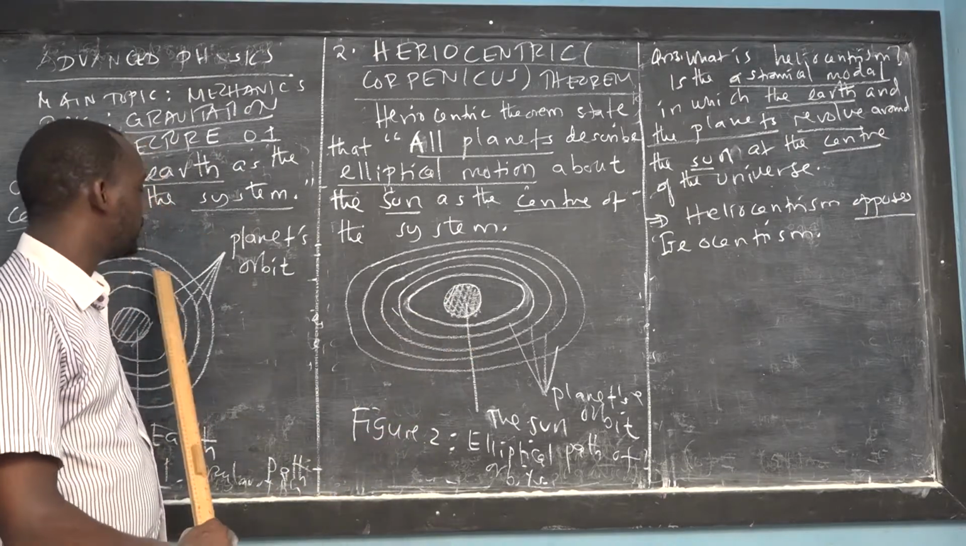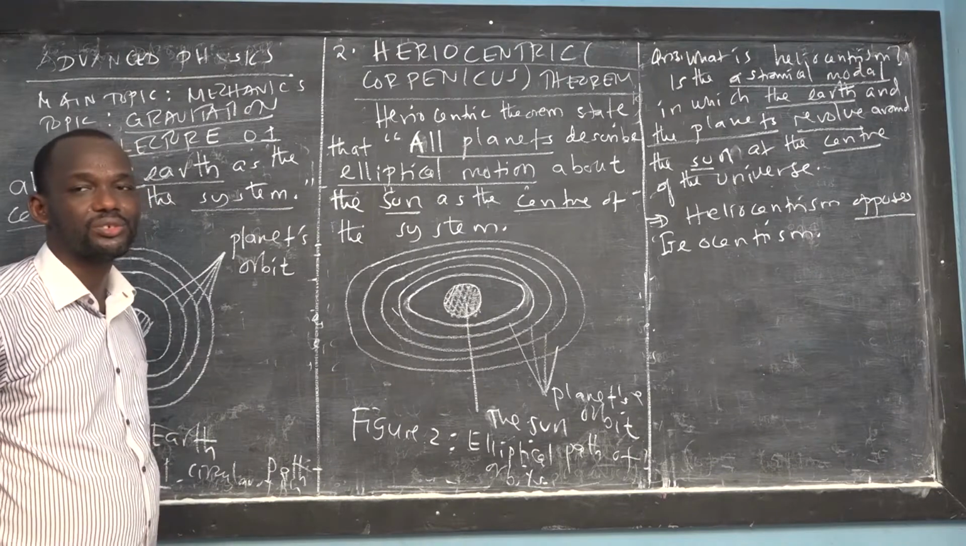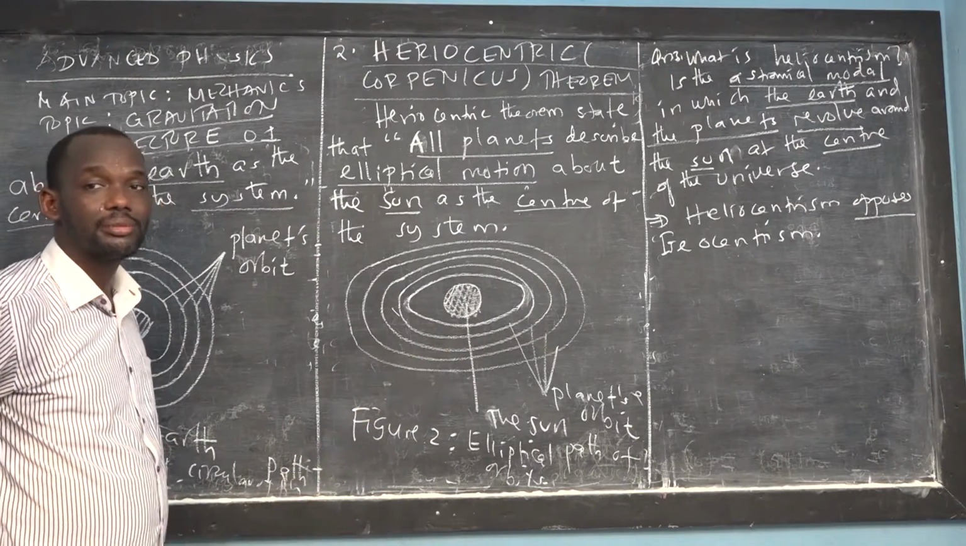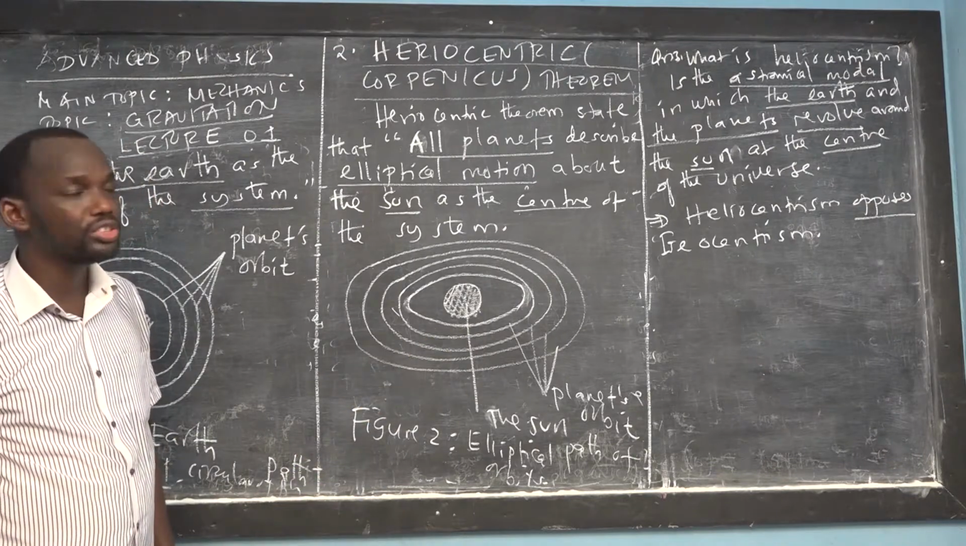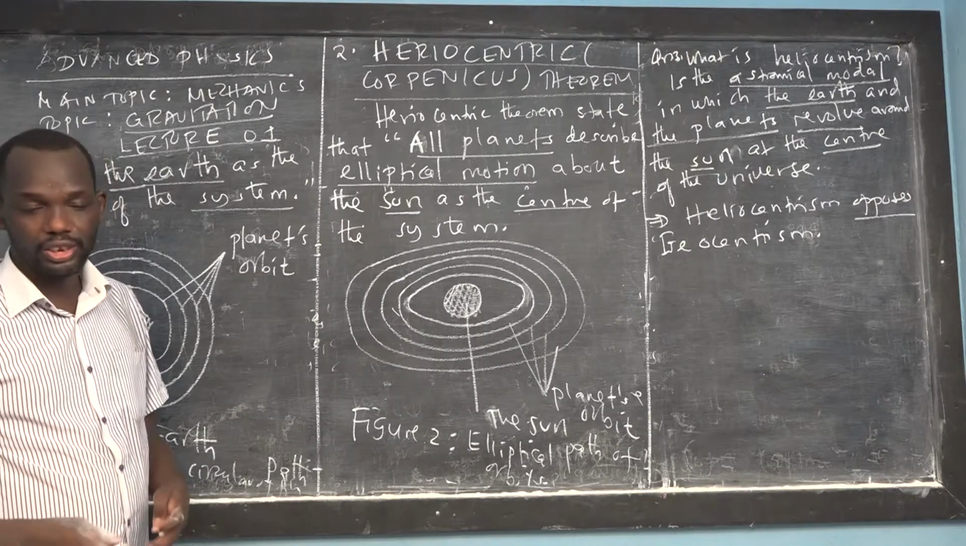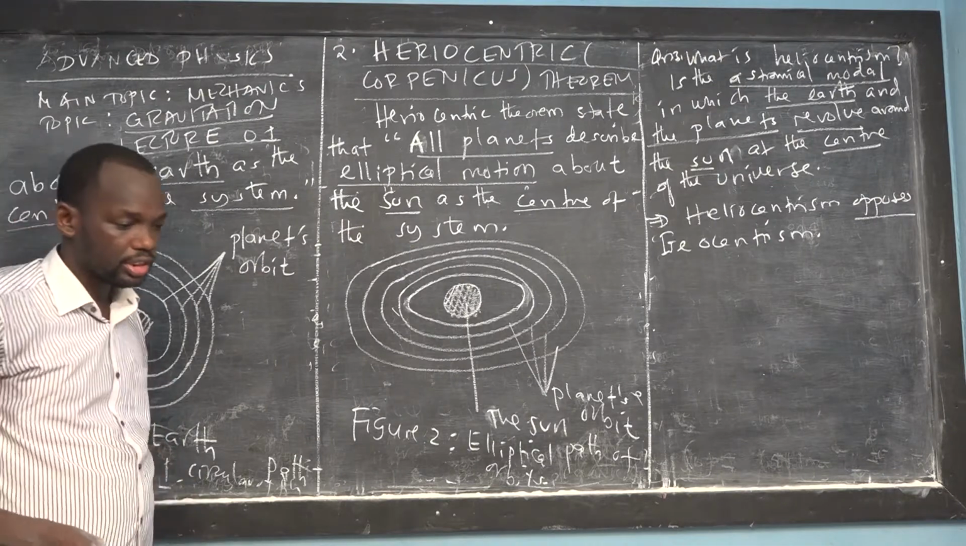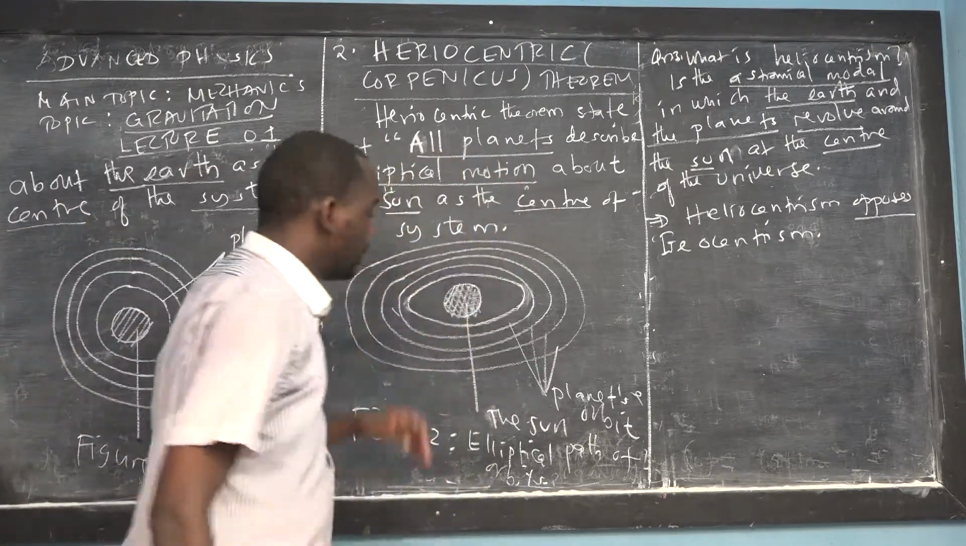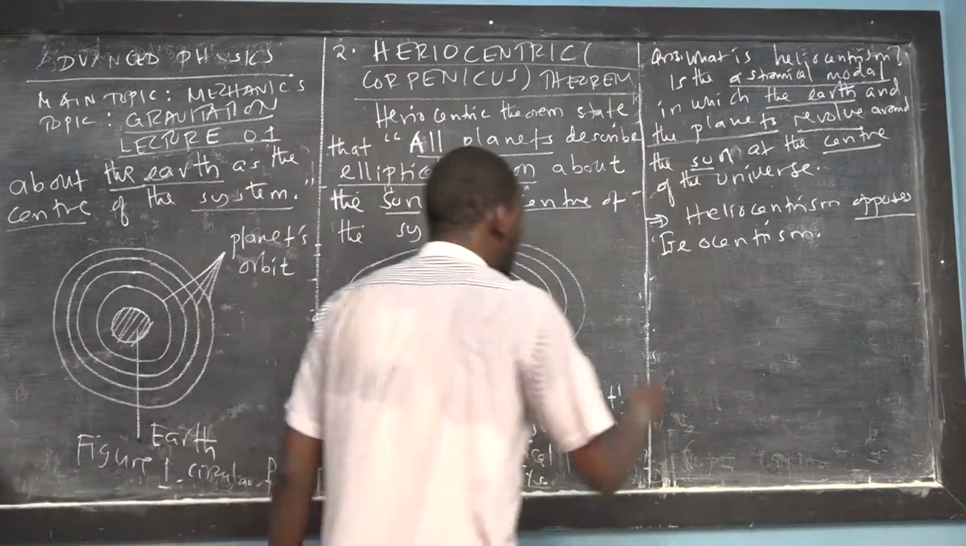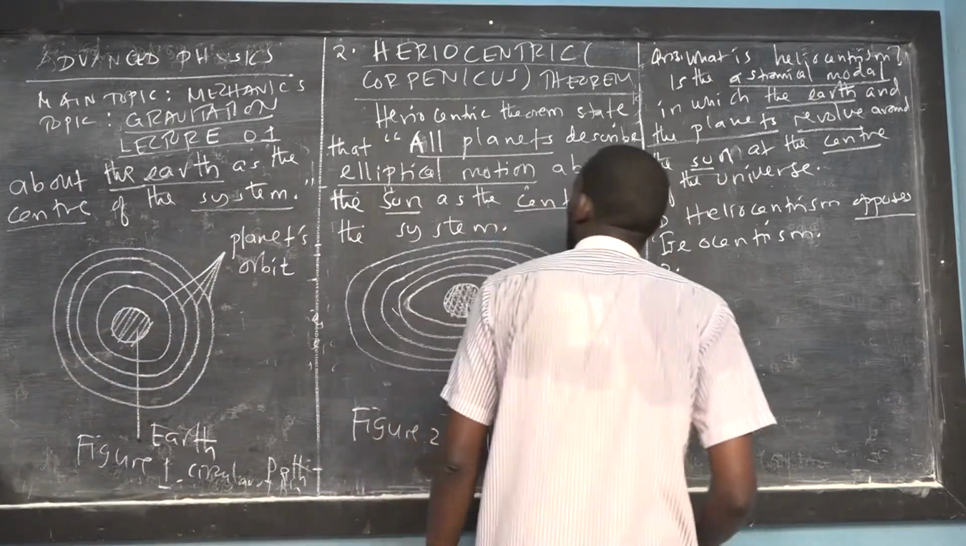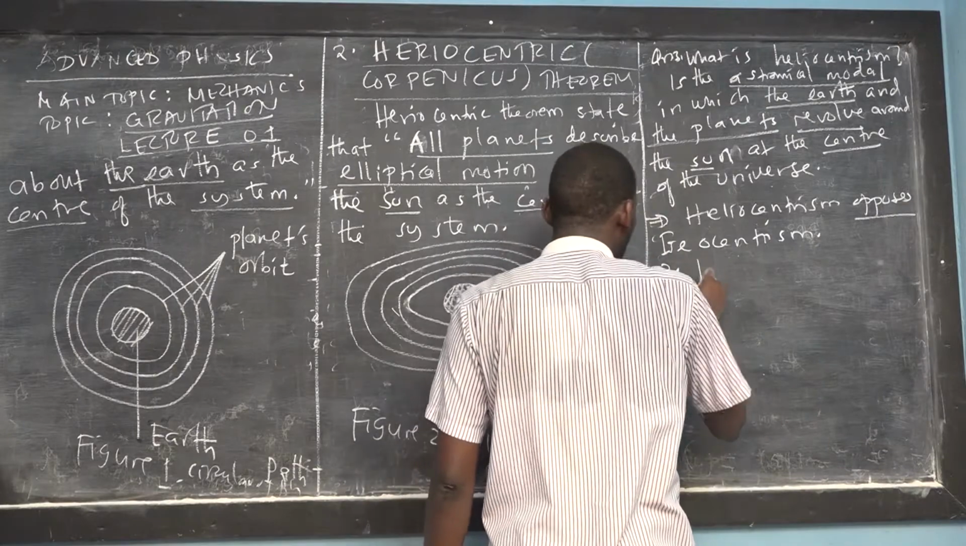Because geocentrism claims that all the planets, even the Sun, are revolving around the Earth, which is not true. So this guy was right, but you will see as we continue the lecture. Don't be disconnected, so keep on watching. Okay, that is all about the second astronomical theorem.